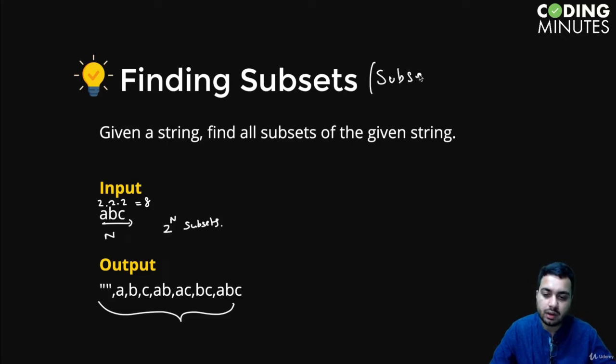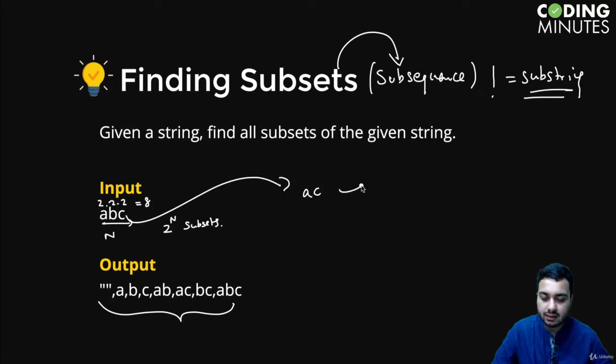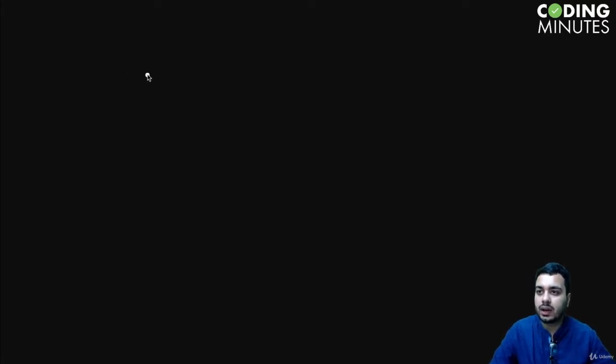Okay, so do not confuse subset with a substring. So subset is a subsequence and it is not equal to substring. Okay, so a substring is a continuous part of the array whereas a subsequence can be discontinuous. For example, a and c is a subsequence, it is not a substring. Okay, so let's see how we can solve this problem.